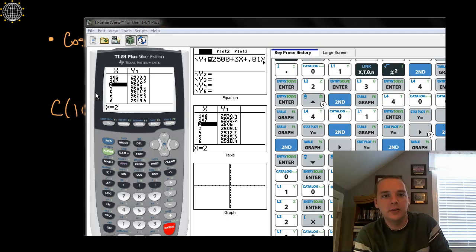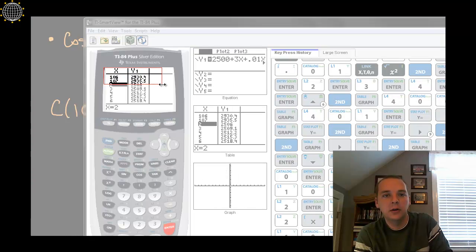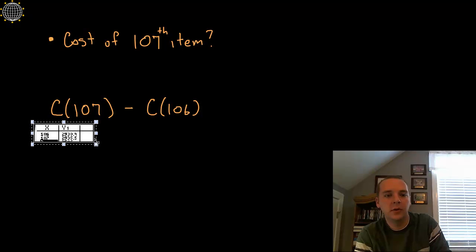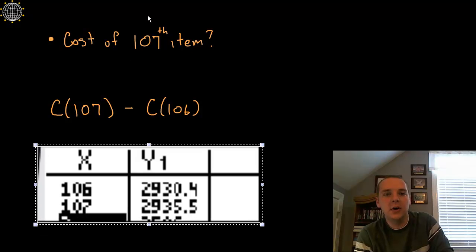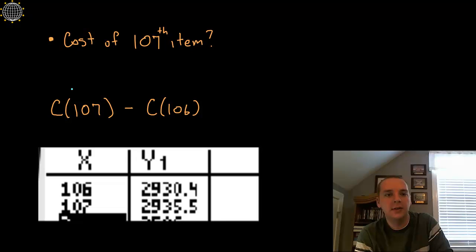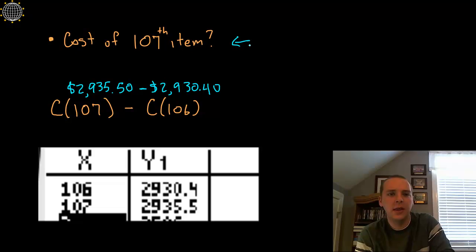And here, if I cut this out so I can blow it up and you can see it a little better. Then you've got this slight change in cost. And so here, if I jot these down, 107 costs $2,935.50. But to only make 106 was $2,930.40. If we take that difference there and subtract them, this will be $5.10. This is the actual cost of the 107th item.